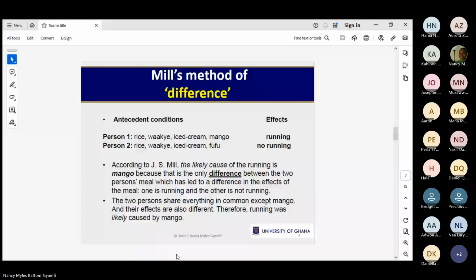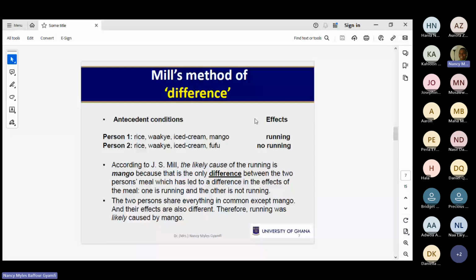But we do die. Even when we were on all the medication, sometimes we put a person on this antibiotic. After a while, we do a shift. You say, oh, no, let's try this one. Do you know why? We are hoping that it will work. And so now look at the method of difference. They ate the same things. Look at antecedent conditions, except one thing.